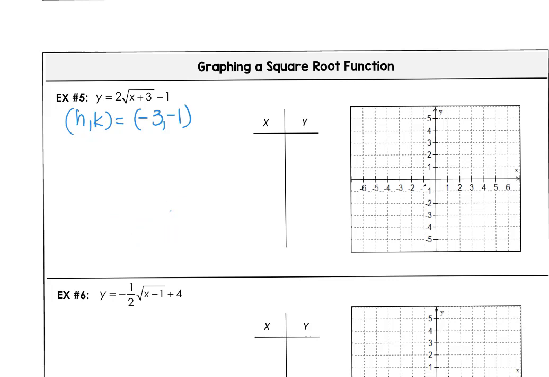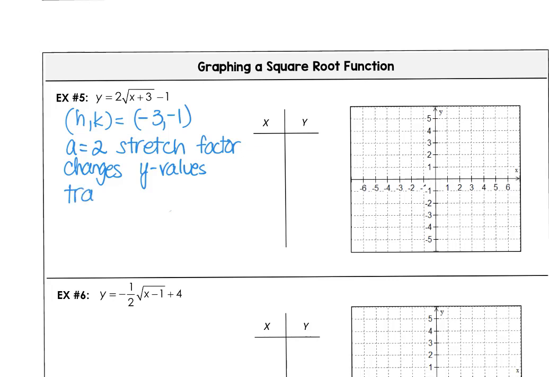We know our HK value acts like that vertex point. The A value is 2. That's larger than 1. It's going to stretch the parent graph. That stretch factor is going to change the y values. And we'll see that when we substitute some numbers in for our table. And the H and the K are going to translate the parent 3 units left and 1 unit down.